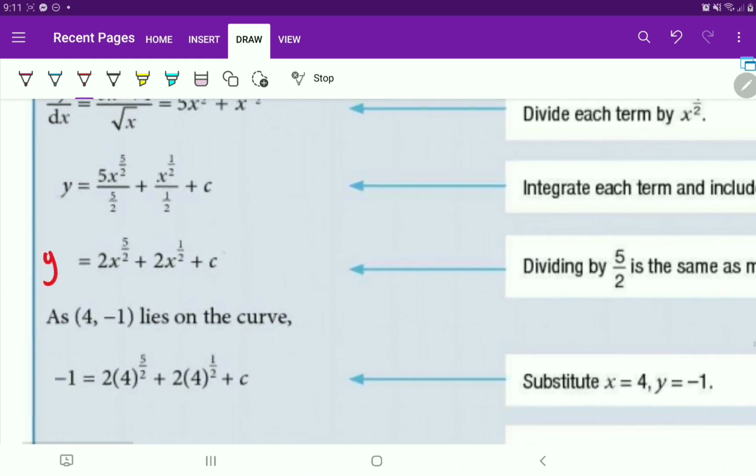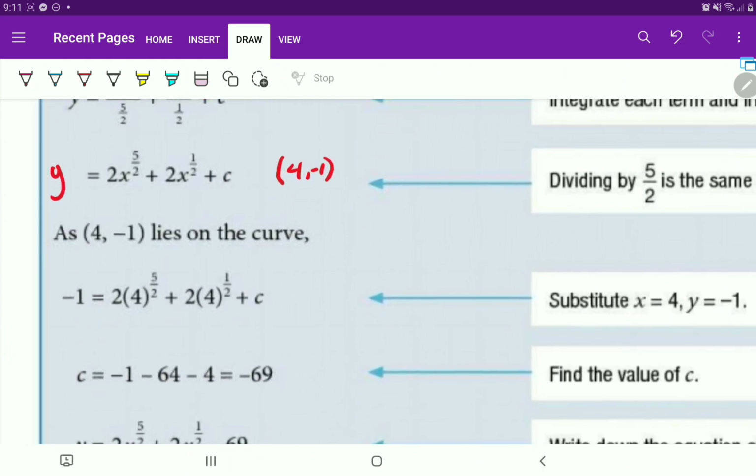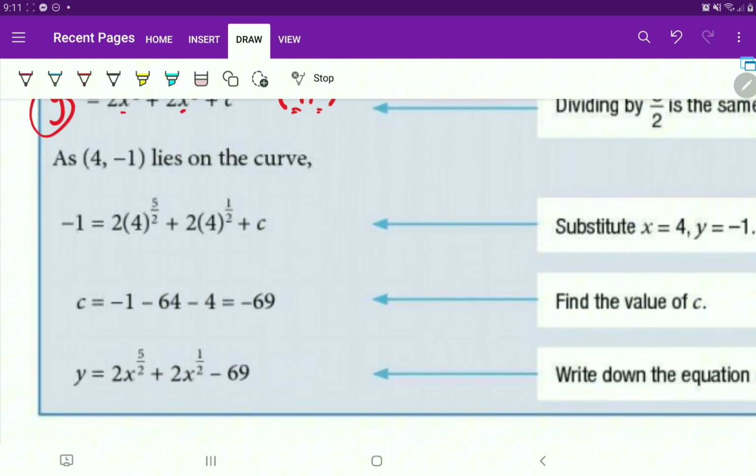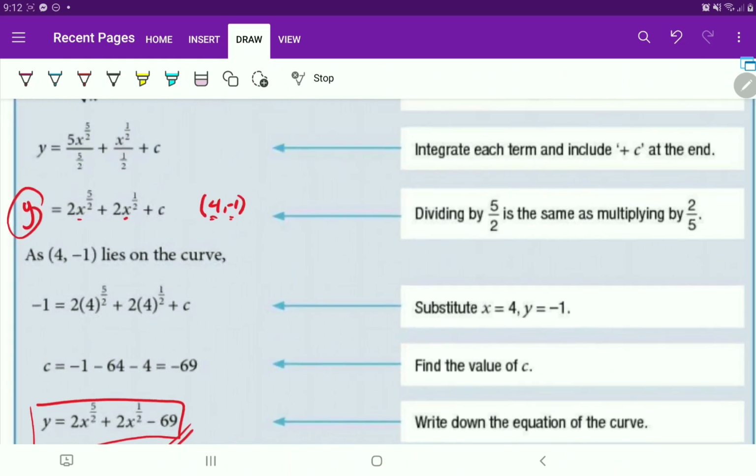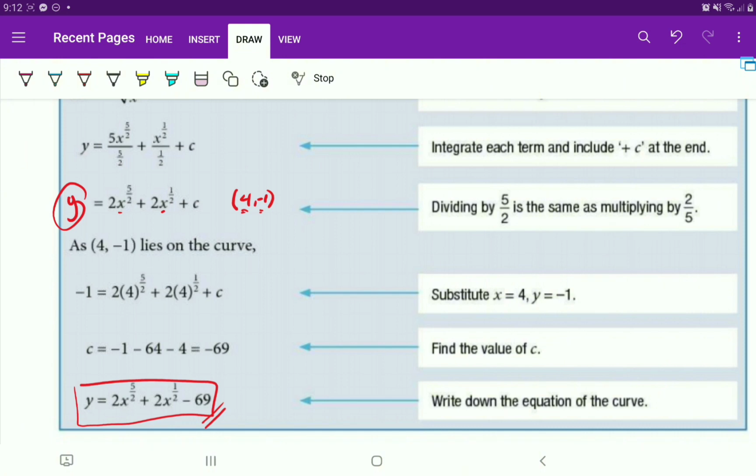But then we're looking for this value of c. What is the value of that one? If this curve passes through (4, -1), we just need to plug in this -1 for the y, and this 4 for the x, in order for you to be able to find the c. Plugging it in, -1 equals 2 times 4 to the 5/2, then you have the c. Then you will get c is equal to -69, and this is now your final answer. All right, so that is how for you to be able to find the value of the c.